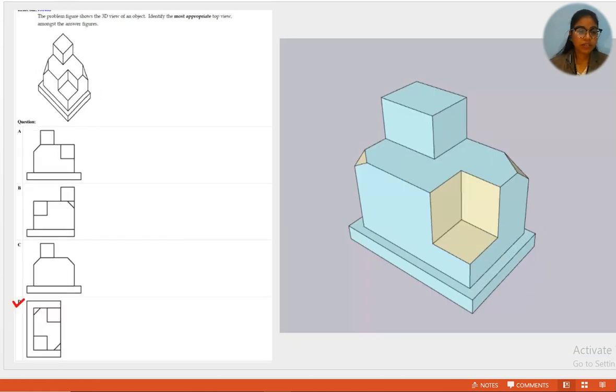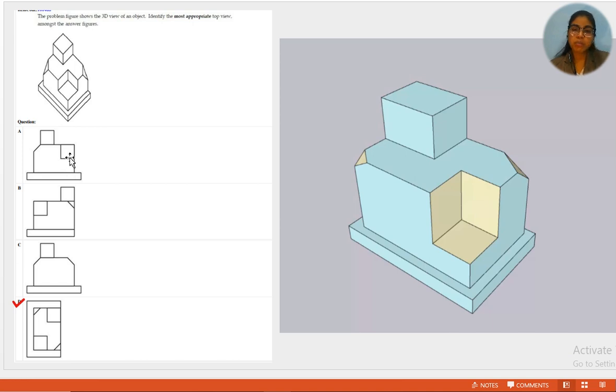Next one is where you have to look at the top view. Sometimes it is written as top view or plan in the question, but please don't get confused. Both mean the same. You have to actually look at the top view, or sometimes it's written as plan also. Now look at the top view.